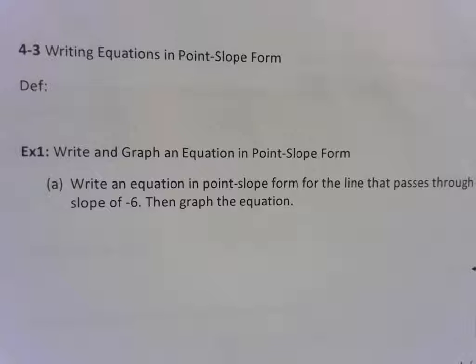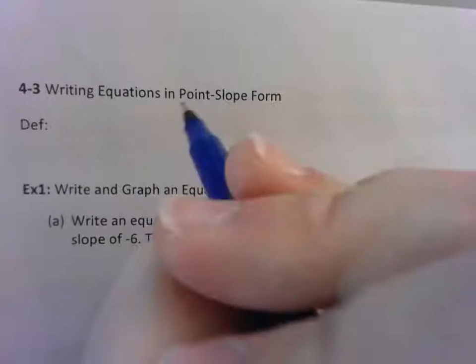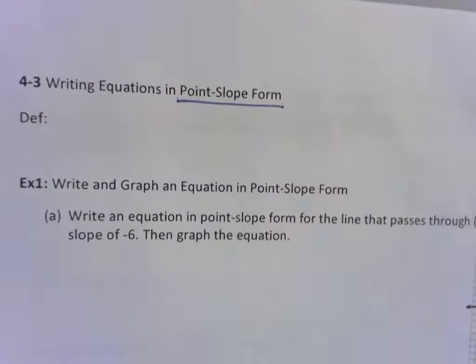How do I start with this form and go to standard form? How do I start with slope-intercept form and get to point slope or whatever? So we're going to be working between these different types of equations. So we have our last equation that we are introducing. So we have standard form, we have slope-intercept form, and we have point-slope form.